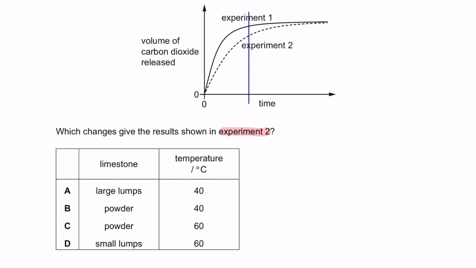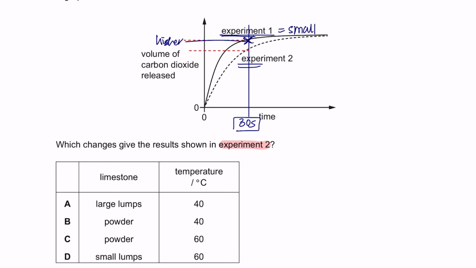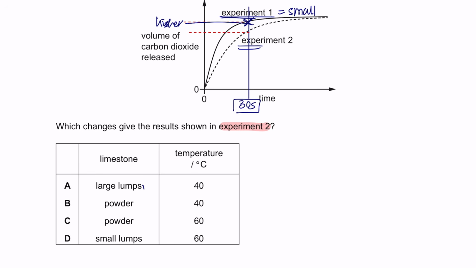So as we can see here at a certain time, let's say at 30 seconds, the volume of carbon dioxide released for experiment 1 is higher compared to experiment 2. So if experiment 1 was using small lumps, this means that in experiment 2, they might be using large lumps because the rate of reaction over here is lower. If you used powder, it would increase the rate of reaction. So therefore, this cannot be the answer. Since the rate of reaction was lower in experiment 2, this means that the temperature must have been kept the same. So the answer is A.